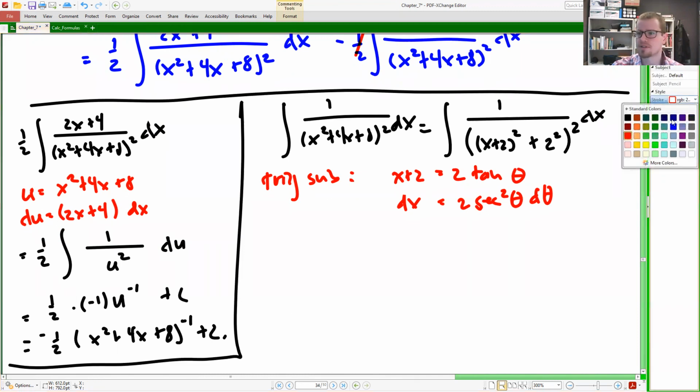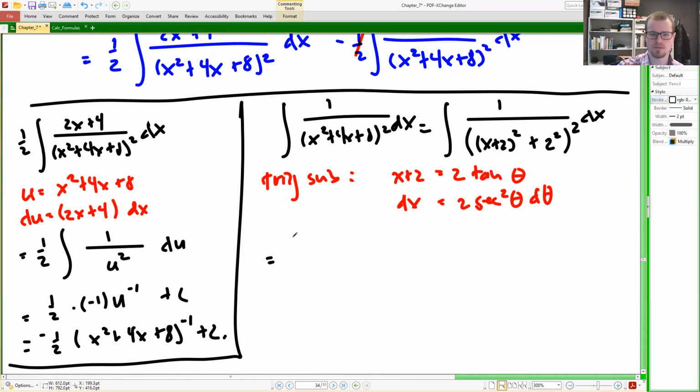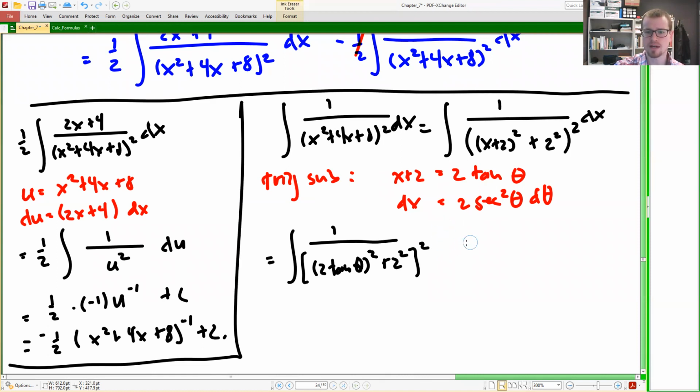And this allows us to perform our trig substitution. So the integral is equal to the integral of 1 over the (x plus 2) squared is going to become, let's see, I want (2 times the tangent of theta) squared plus 2 squared, right? x plus 2 is 2 tangent theta. That's still being squared. And it's not just dx, it's 2 times secant squared theta d theta.